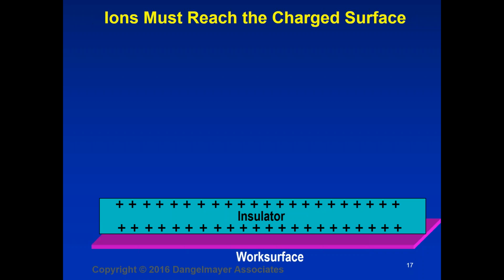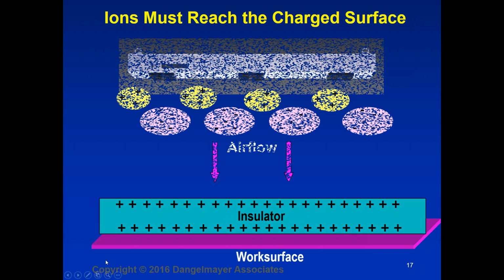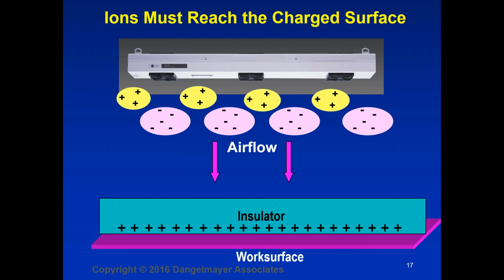Now, if we have an ionizer mounted above it, Ted, if you click again, I think the ionizer will appear. There we go. There's our ionizer. It's located above the insulator. The ionized airflow comes down and very effectively neutralizes the charge on the top surface of the insulator. But because it can't get to the underside of the insulator, the charge there is still present. We haven't neutralized the charge on that bottom surface of the insulator.